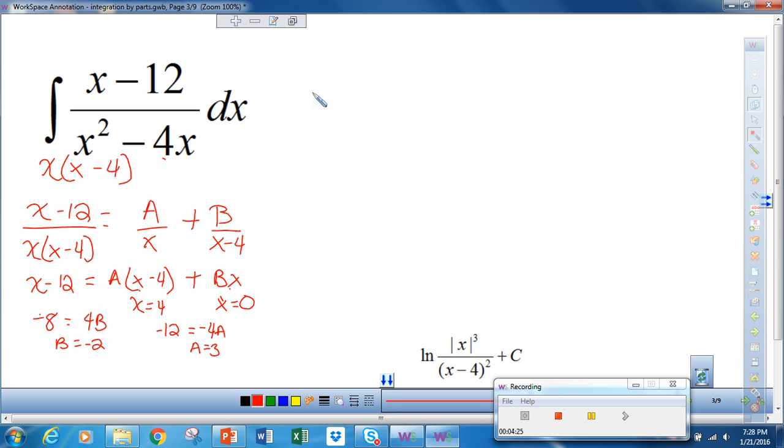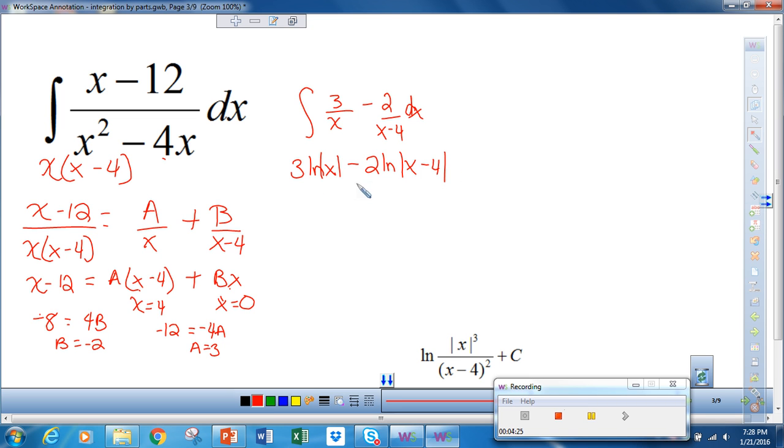So now rewriting this, I get the integral of a, which is 3 over x, minus, because it's negative, x minus 4. And once again, I integrate this and get 3 natural log of x minus 2 natural log of x minus 4.